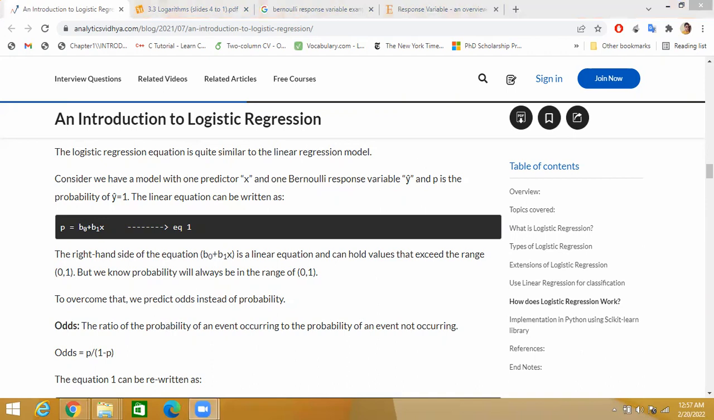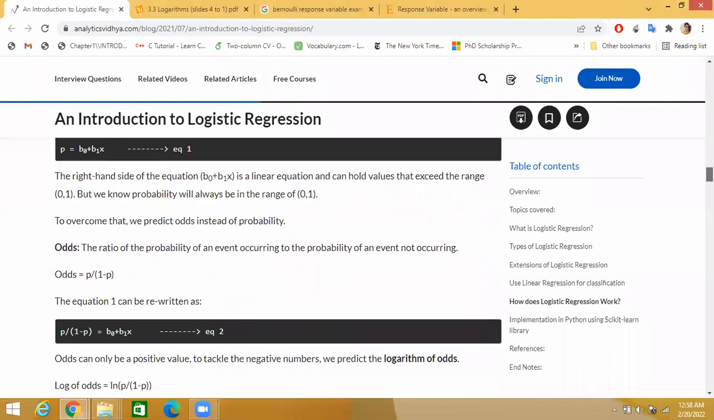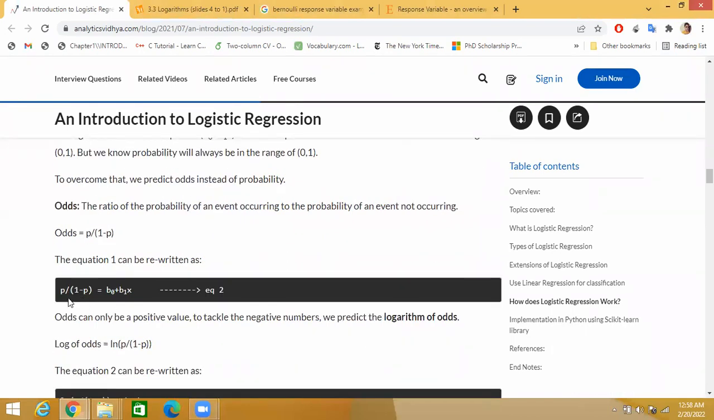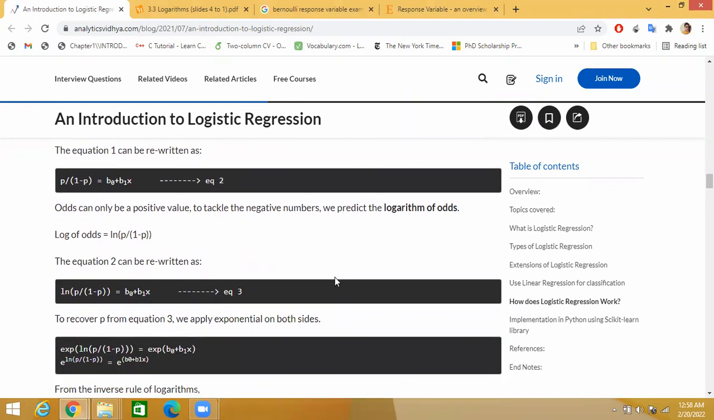As I have explained in my previous video, if p is the probability of success, then the odds will be p divided by 1 minus p. Now this equation one can be written as p divided by 1 minus p is equal to beta naught plus b1 x. This will be our second equation.